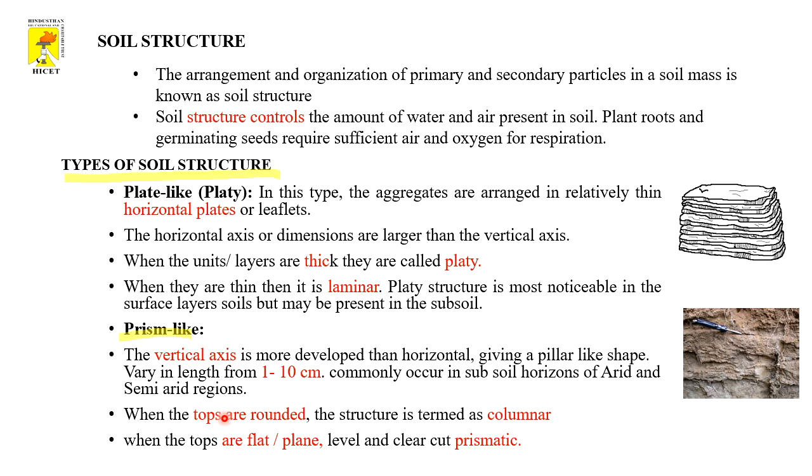Based on their shape, this prism-like structure is also divided into two: columnar structure and prismatic structure. Columnar structure means when the tops are rounded, the structure is called columnar structure. When the tops are flat, the structure is called prismatic structure. Okay, then let's go to the next one.